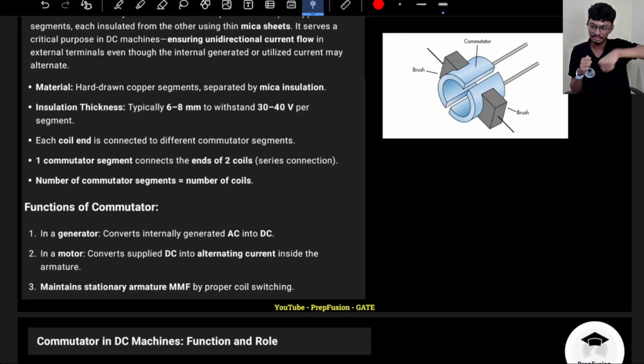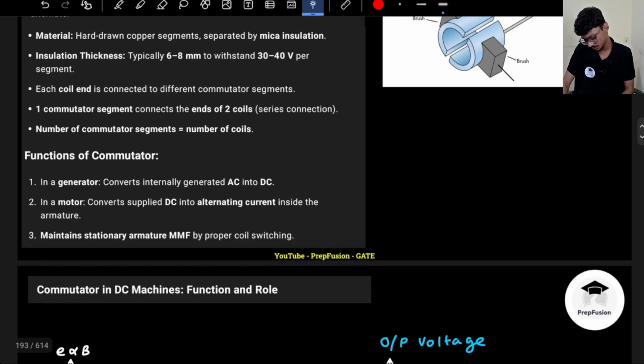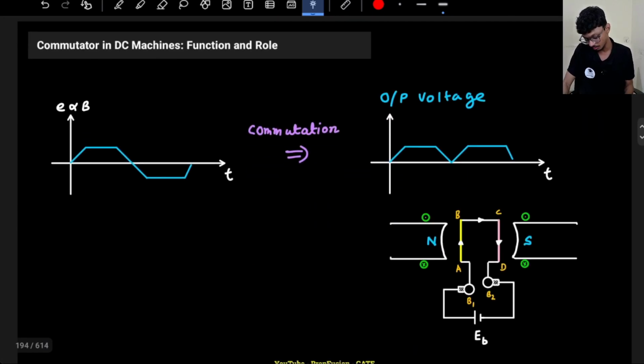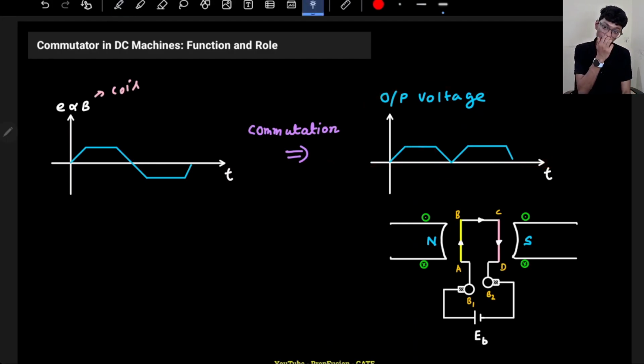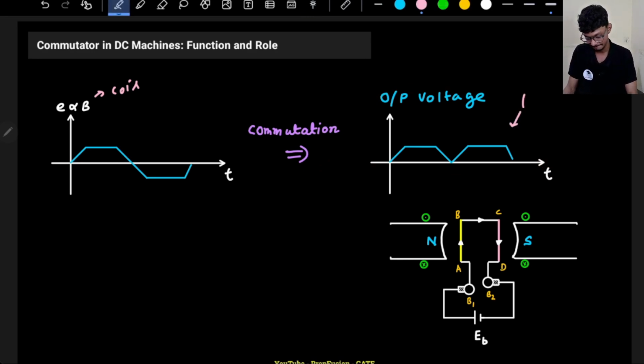So if I keep on rotating the machine, what happens? The commutator also rotates and it generates an alternating voltage across it, plus EB and minus EB. That's it. So that's basically what commutation does. I hope you can understand. Inside the coil, this is the coil voltage, and this is the output voltage. The output voltage is like this. Although the output voltage is not pure DC, it is pulsating DC, but we just take the average value, right? So it is pulsating DC. This I have discussed in the first lecture as well.